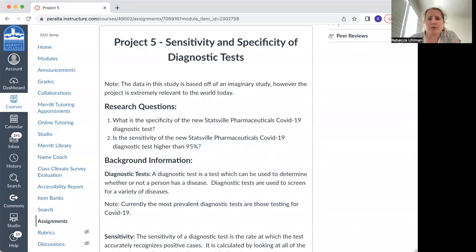Welcome to Project 5. I just wanted to briefly go over some of the background behind Project 5 and help you pull the relevant data for the different research questions. This project is all about sensitivity and specificity for diagnostic tests. These are real terms used for talking about diagnostic testing, whether it's testing for COVID, doing blood tests, any sort of diagnostic testing, you have sensitivity and specificity.